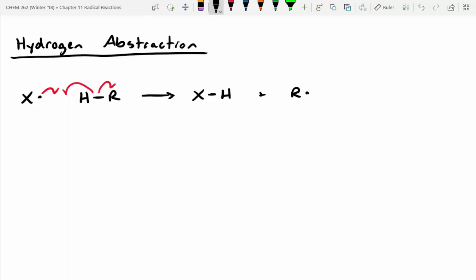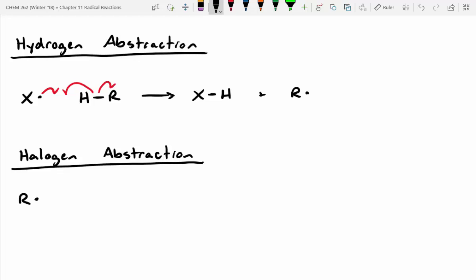And then last but not least, we've got halogen abstraction. And halogen abstraction is pretty similar to hydrogen abstraction, but we're obviously stealing a halogen instead. So for example, maybe you've got an R radical, you've got a halogen, I'll just call this X2, and it's going to steal one of these halogens, just like above, and dump off one of those sigma bond electrons onto X and recreate a new radical. So now we've created an alkyl halide and then a new halogen radical right there.